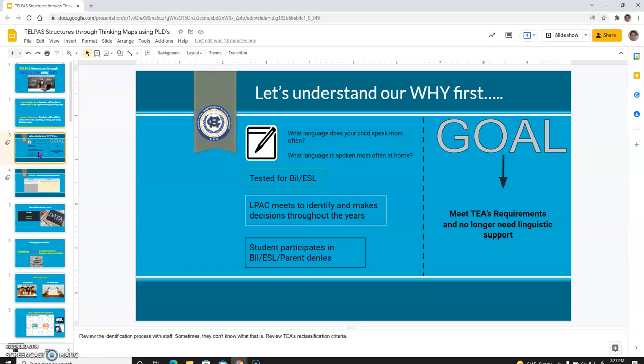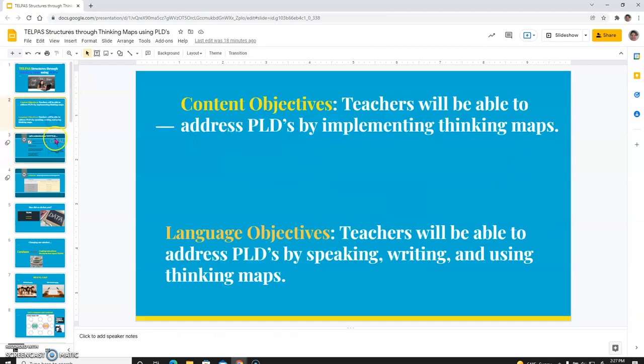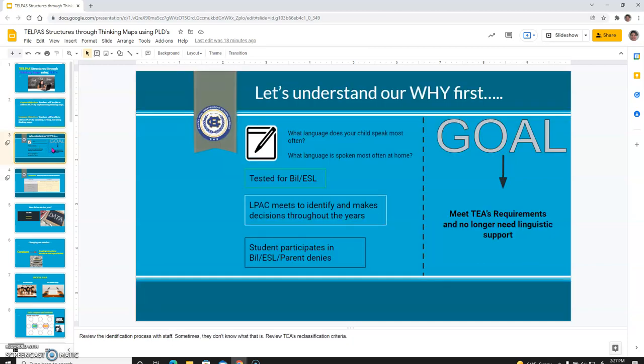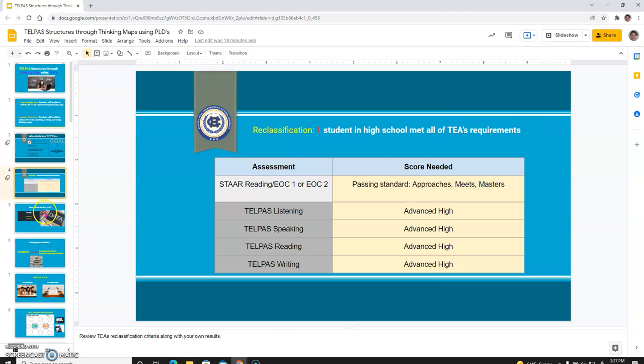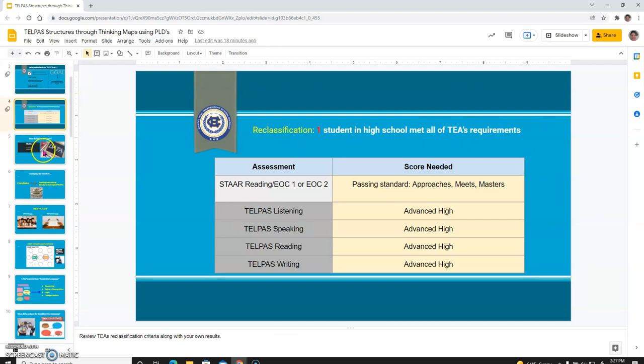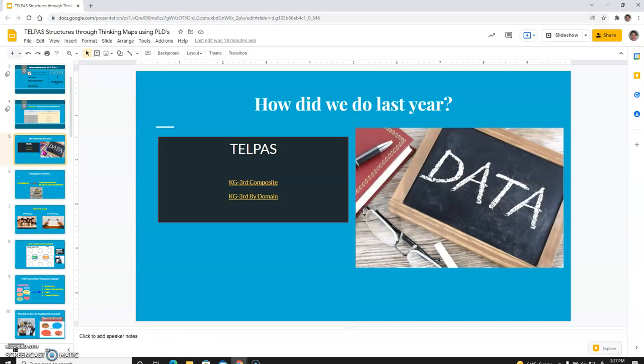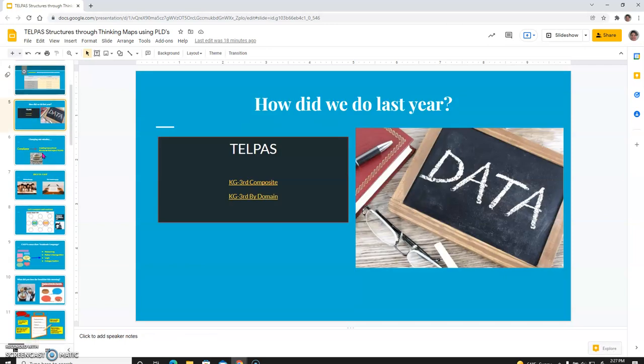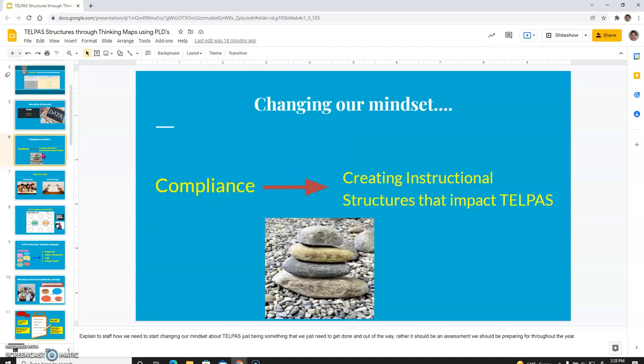You guys are more than welcome to make a copy of it and tweak it to your district's initiatives and needs. But here we go. So of course I have the content and language objectives. I do explain to staff a brief explanation of what the identification process is like, what the reclassification criteria is for TEA, and I take a moment to look at what our scores were. Here I had an elementary group, so I only looked at K through 3rd.